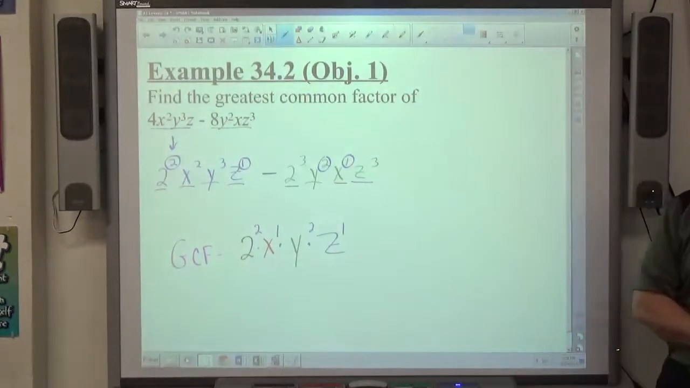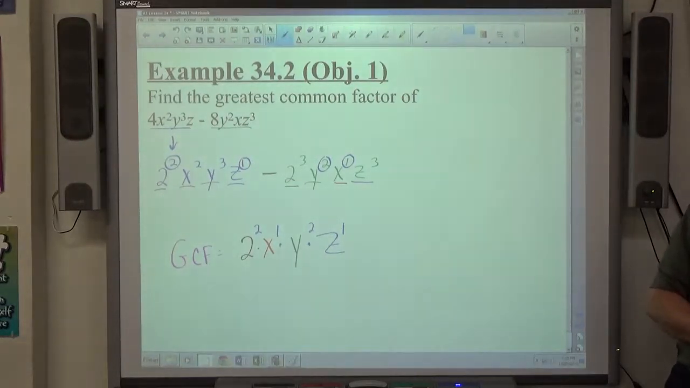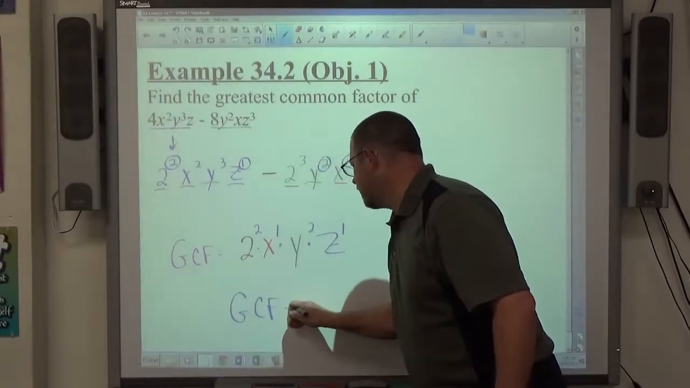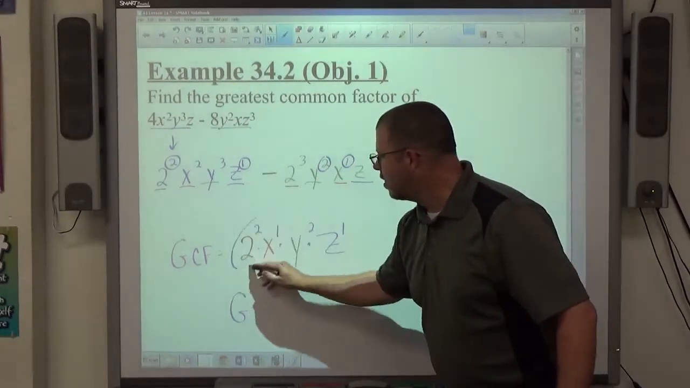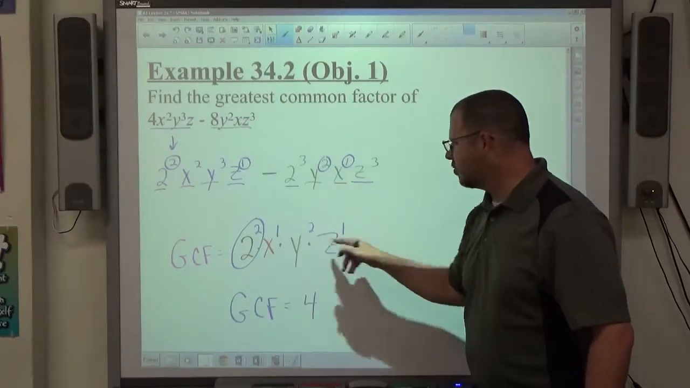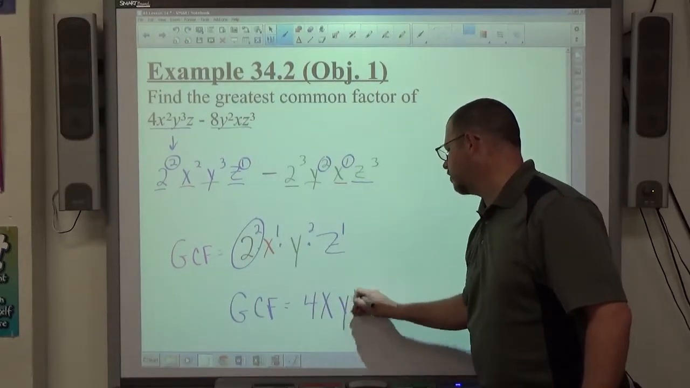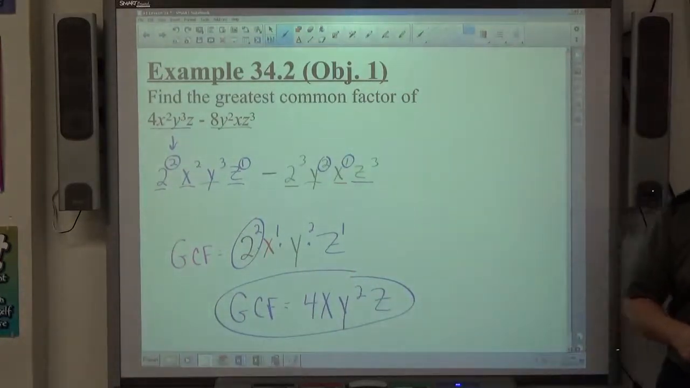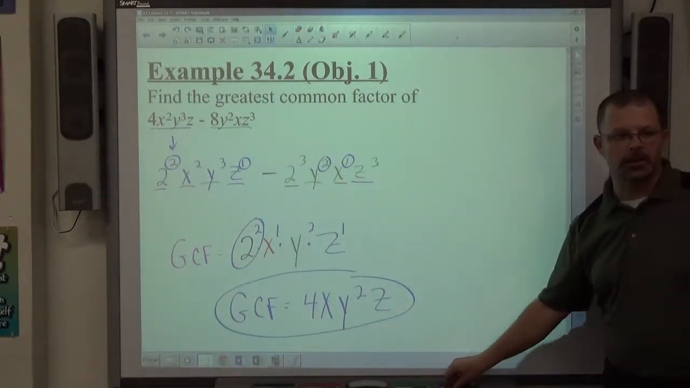Right? So for 2, 2 is the smallest power. X and z both have 1 as the smallest power. Y has 2 as the smallest power. So to get the final answer, GCF equals, I simply multiply out stuff I can. 2 squared is equal to 4. X, y, and z can't be multiplied out, so x, y squared, z. Again, first powers don't have to be written on final answers. That is the greatest common factor of that expression.